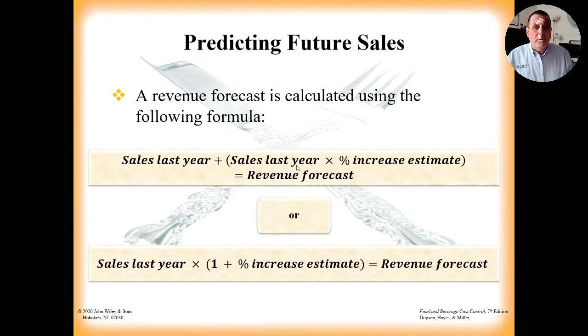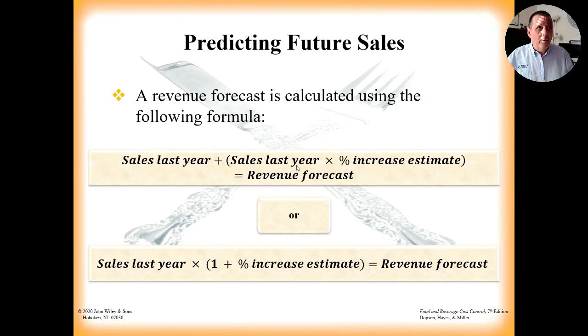So we want an increase of 5% this year. That is what we're talking about, right? So it would be sales last year times 0.05. Add that to sales last year, and then you end up with your forecasted amount. Another way to do it, an easier way, and I'm not going to do the math today, is sales last year times 1 plus the estimated increase percentage.